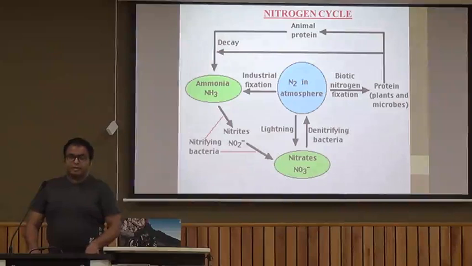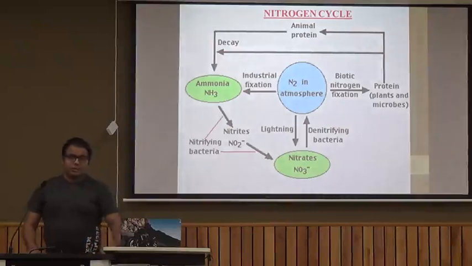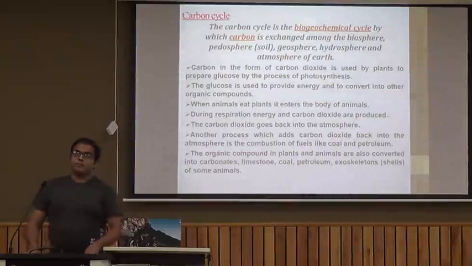Also, nitrogen is converted to nitrates by lightning. Now, proteins which are present in animal and plant bodies return back to the resource, that is the atmosphere, after death using various pathways. Now, the next cycle is the carbon cycle.